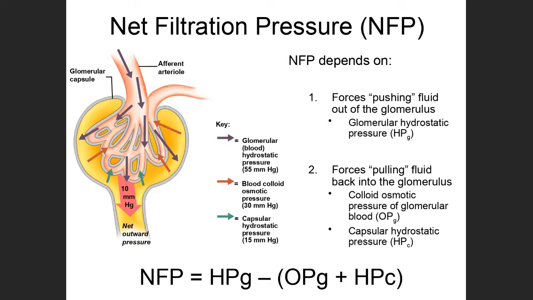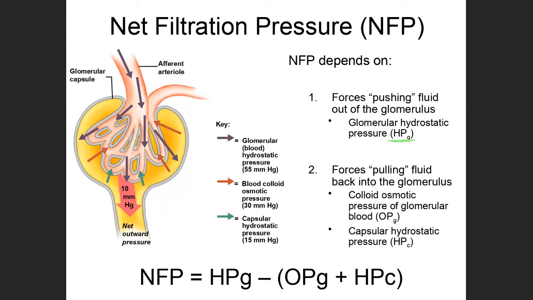And this is the force that is pushing things, fluids and other substances, out of the glomerulus and into the glomerular capsule. It's sometimes also referred to as the glomerular hydrostatic pressure, or the HPG. So when we're talking about a hydrostatic pressure, we're talking about a pressure in a fluid, and effectively this is just the blood pressure, blood's mostly a fluid, right, within the glomerulus itself.